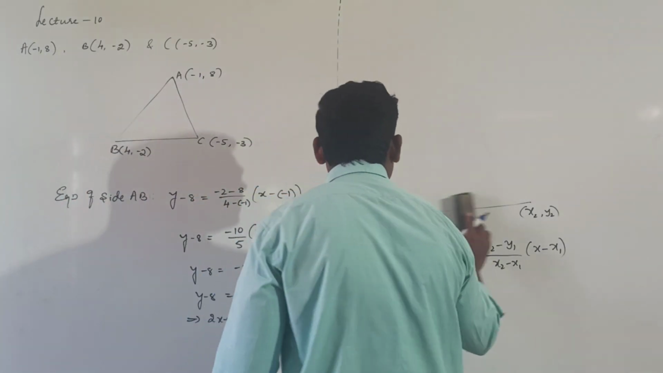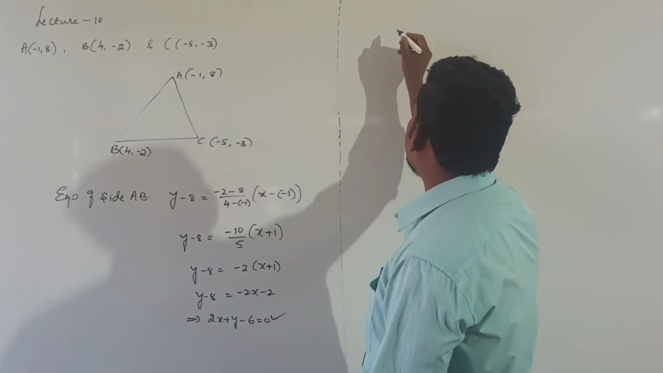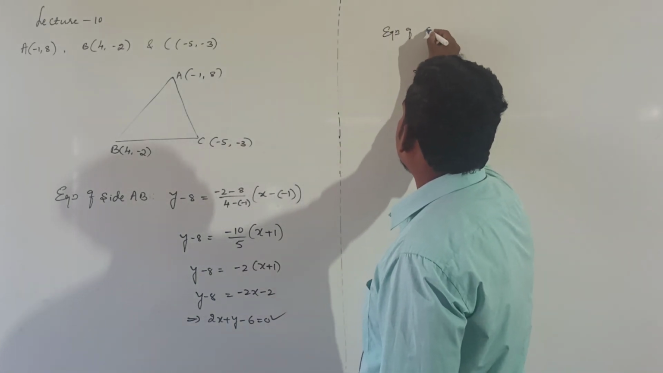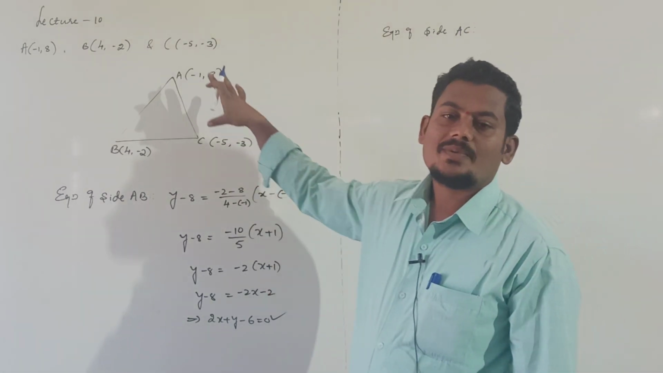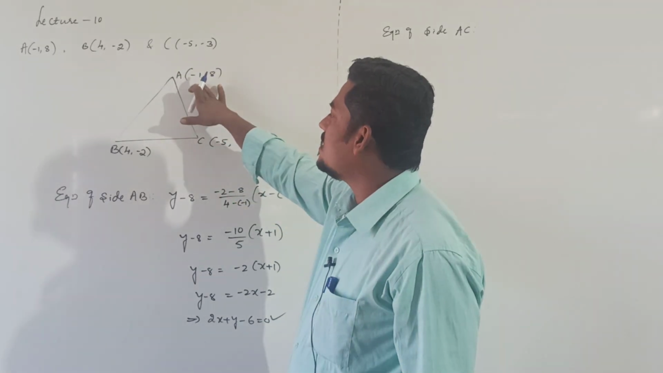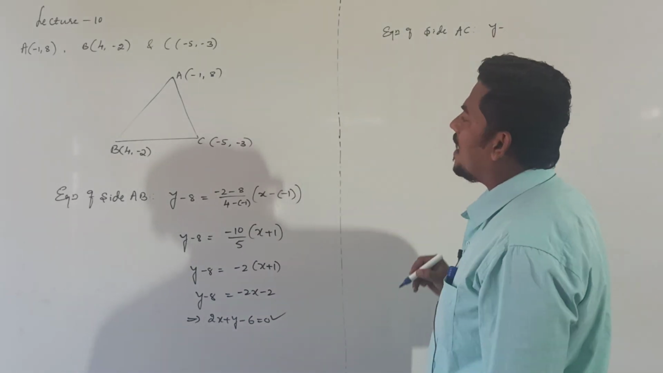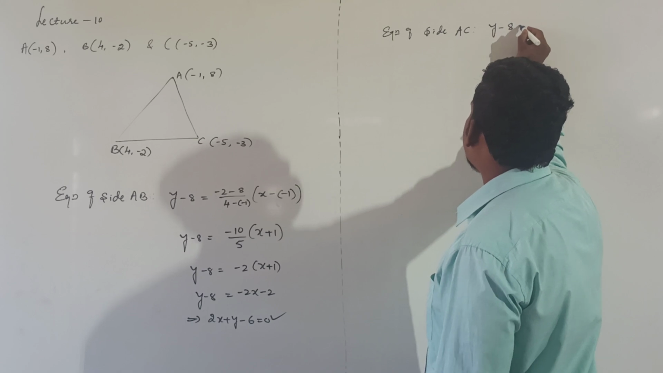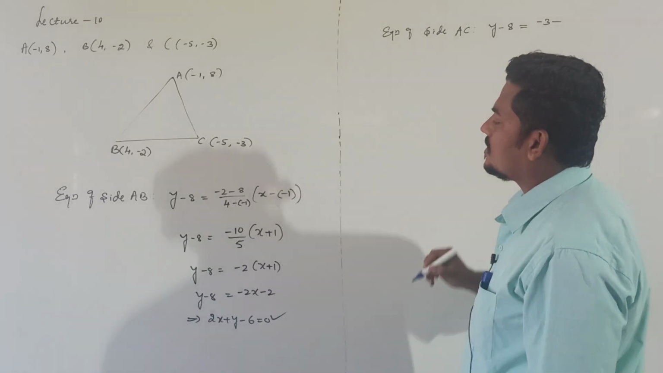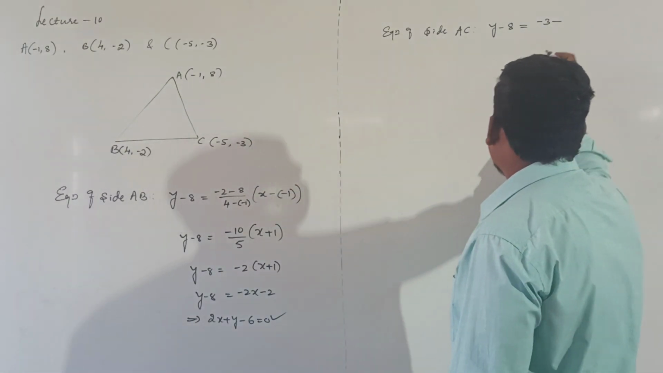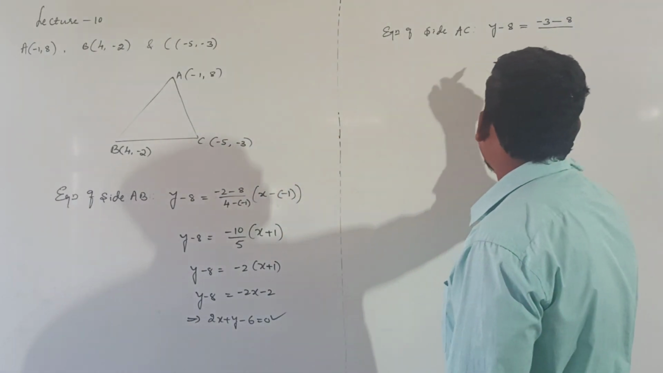Then tell me the equation of side AC. While finding the equation of side AC, treat this point as (x1, y1) and C as (x2, y2), right? Same formula, y minus y1. In this case also y1 is 8, that is equal to y2 minus y1. y2 is minus 3, so minus 3 minus 8, that is minus 11, whole thing divided by x2 minus x1.